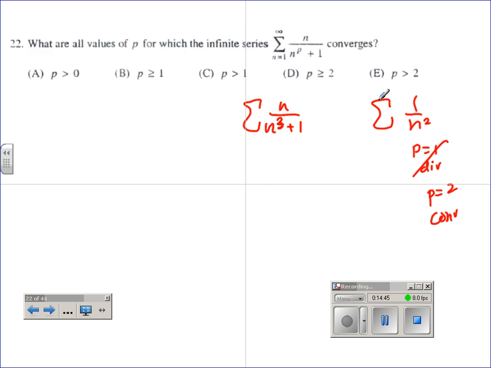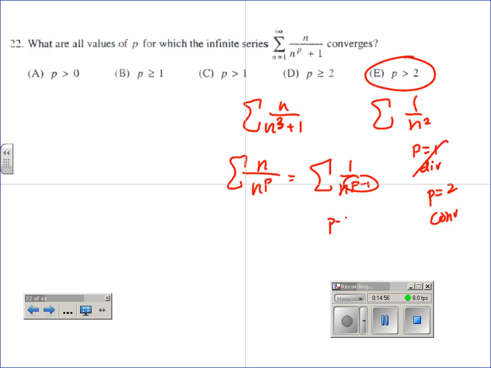So basically, hopefully you see that p needs to be greater than 2, just kind of thinking through it, but you could just realize you're going to compare it to n over n^p, which is the same as 1 over n to the p minus 1. So p minus 1 must be greater than 1. And so p must be greater than 2, cannot equal 2.